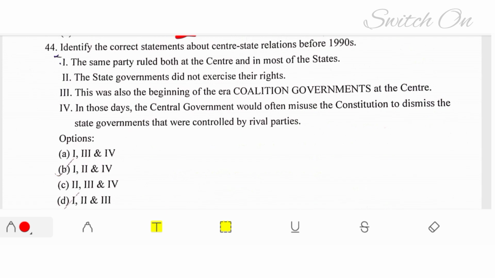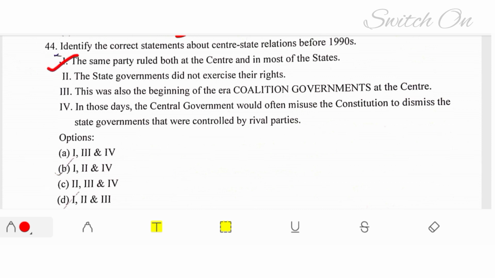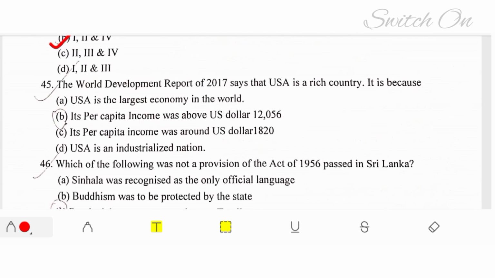Question number 44. Identify the correct statement about the center-state relations before 1990s. So it is asked before 1990s. So the same party ruled both is right. The state government did not exercise their rights is also right. This was the era of coalition government is wrong. In those days, the central government often misuse is also right. So the answer for question number 44 is option B, 1, 2 and 4. So this was not the beginning of the coalition government era. So option B is the right answer.